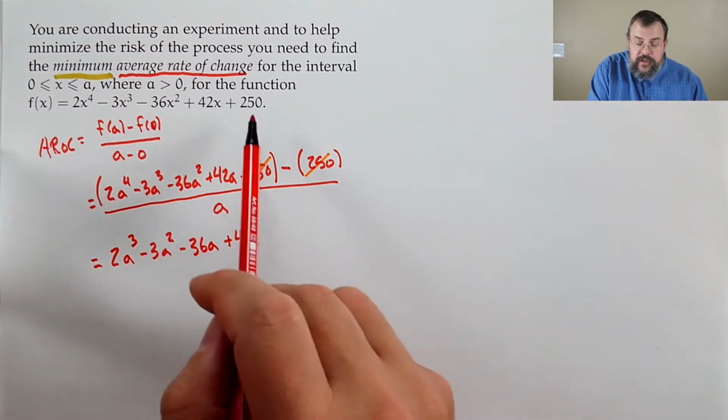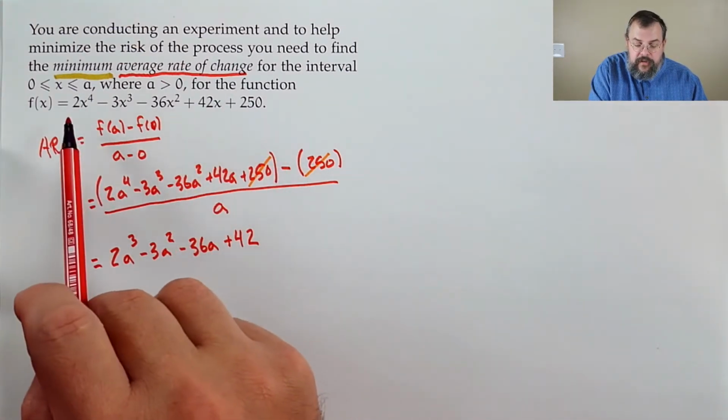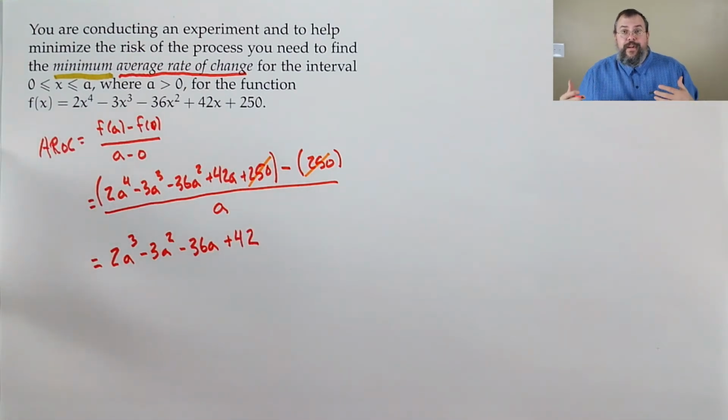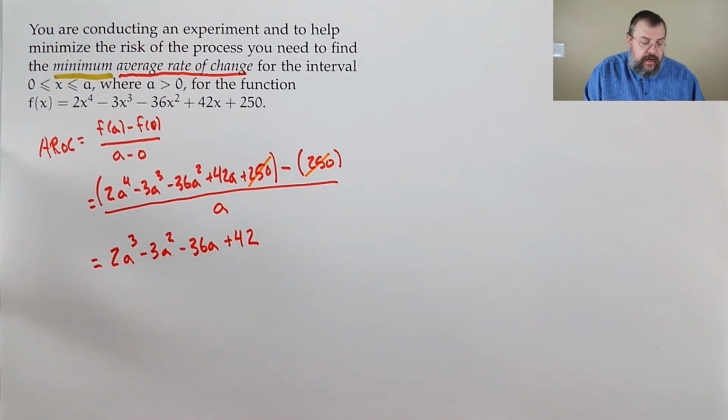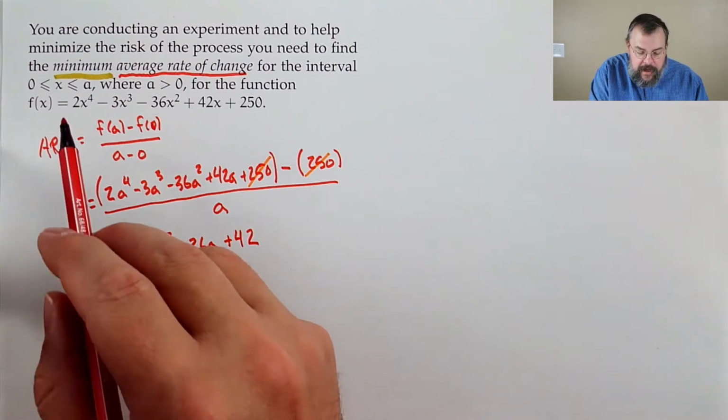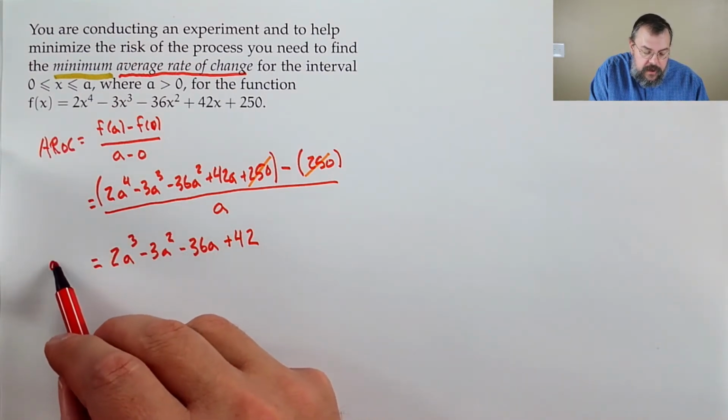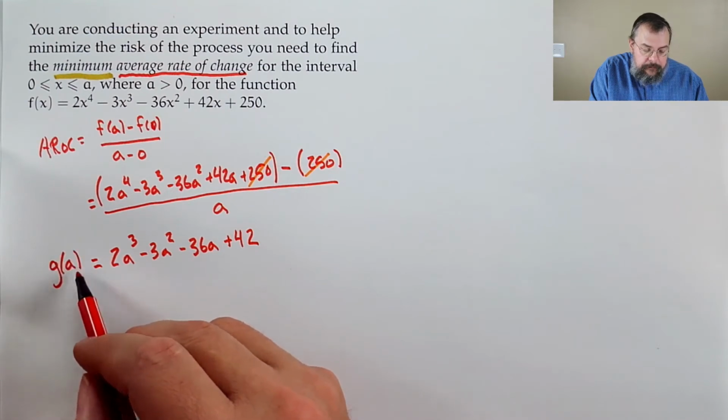Not the original function. This is not the function. This part, if we tried to optimize that, we'd get some crazy numbers. We're trying to optimize the average rate of change. So that's what we're really trying to optimize. Okay, so we should think about what to call this. Well, we can't call it f. Well, I don't know, g? Sure, why not, g of a?